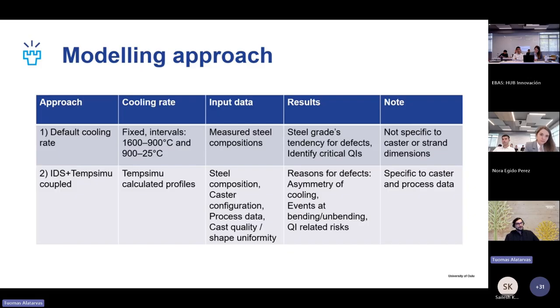So for example, if we use a certain casting speed or certain superheat, it's always specific to those process data as well.